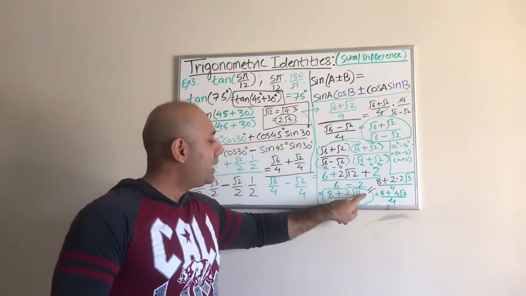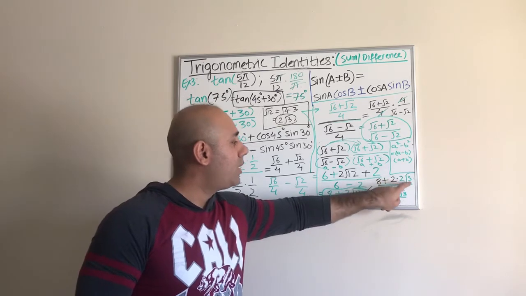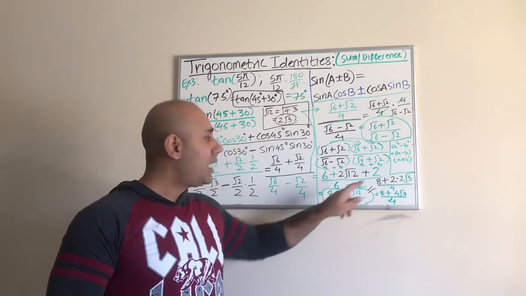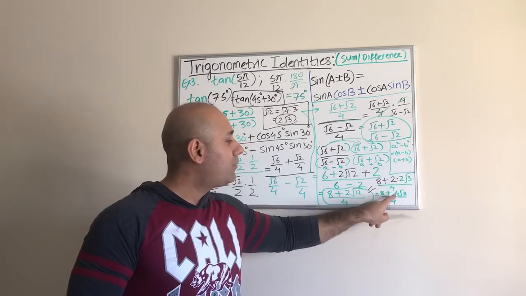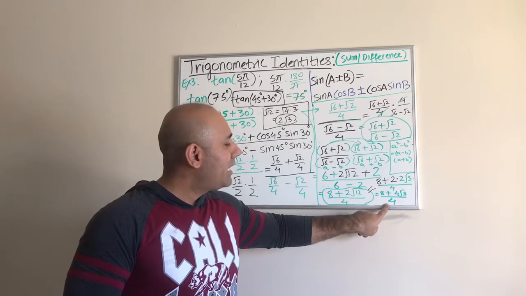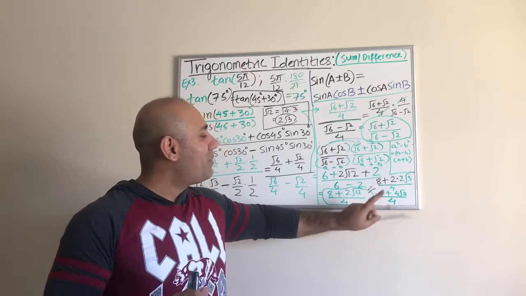And then we bring it back here. So radical 12 is replaced by 2 radical 3. And we leave that 2 outside. Then 2 times 2 is 4. 8 plus 4 radical 3. Guys, we're still almost done, but there's one more thing we can do.